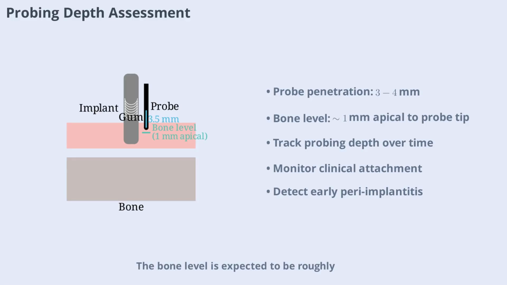The bone level is expected to be roughly 1 millimeter below the tip of the probe. Monitoring probing depth and clinical attachment levels over time helps dentists detect changes that may indicate peri-implantitis. Consistent measurements are essential for tracking disease progression and evaluating treatment effectiveness.